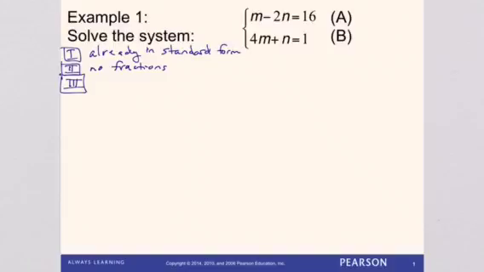is we need to multiply the equations by something in order to get one of the variables to cancel out. Now in this case we have two choices. We could multiply this top equation by a -4 in order to get the m's to cancel out. Our other choice is we could multiply the bottom equation by 2 to get the n's to cancel out.